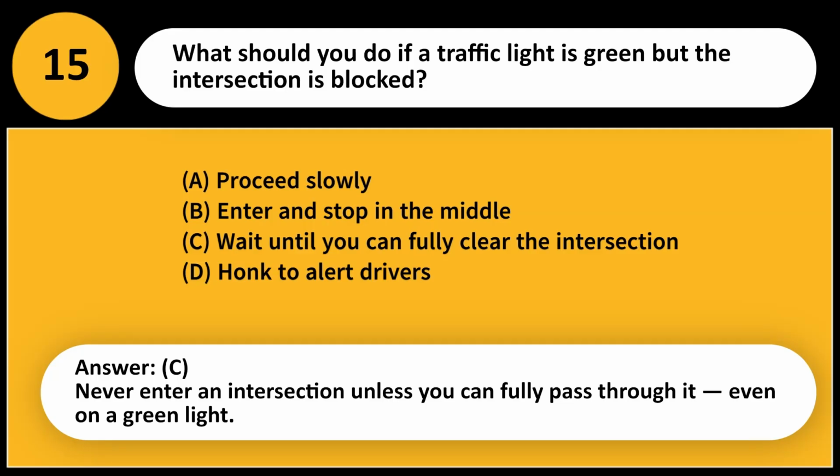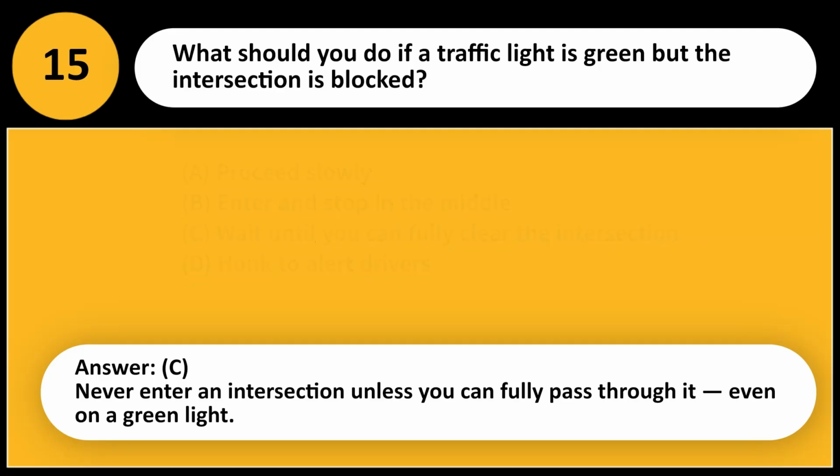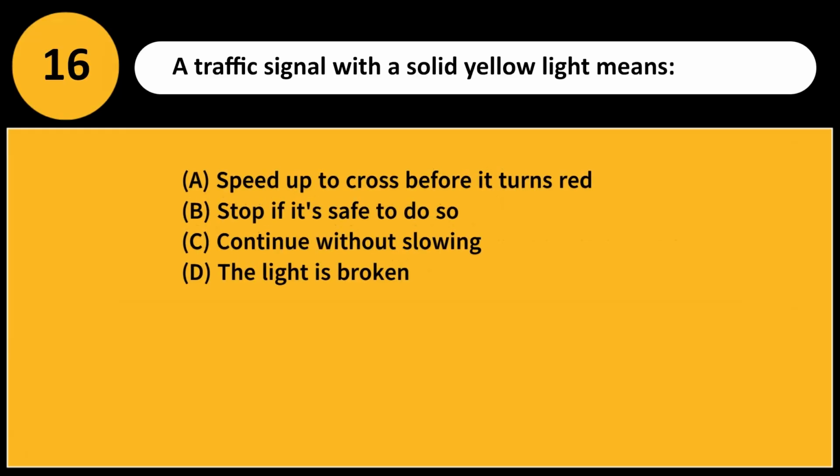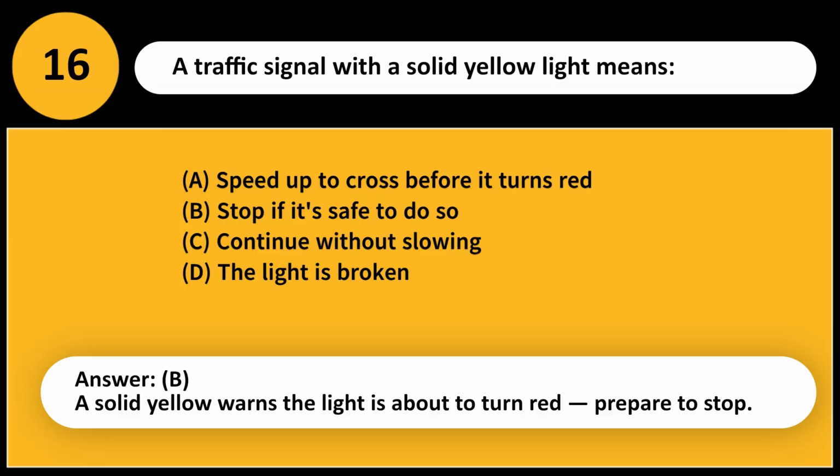Never enter an intersection unless you can fully pass through it, even on a green light. A traffic signal with a solid yellow light means: A. Speed up to cross before it turns red. B. Stop if it's safe to do so. C. Continue without slowing. D. The light is broken. Answer, B. A solid yellow warns the light is about to turn red, prepare to stop.